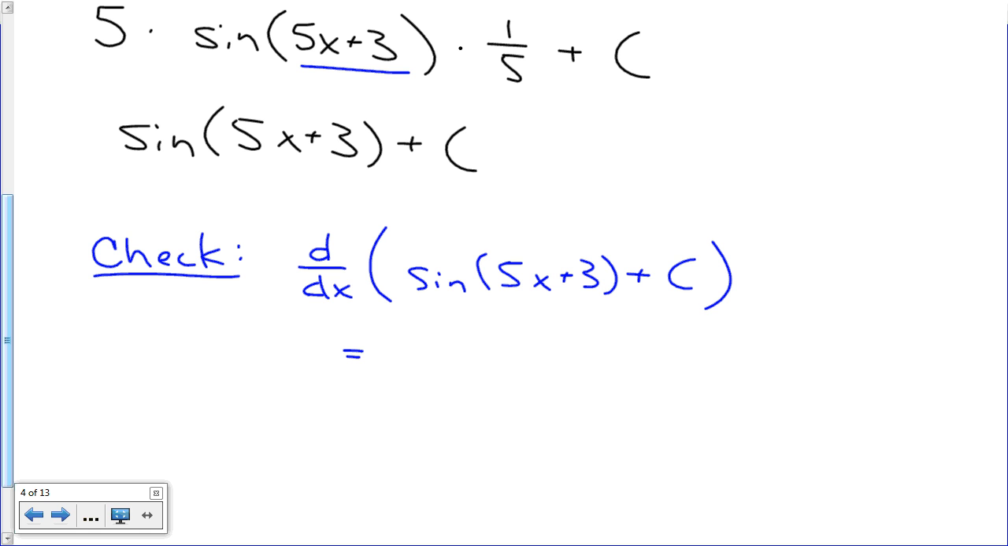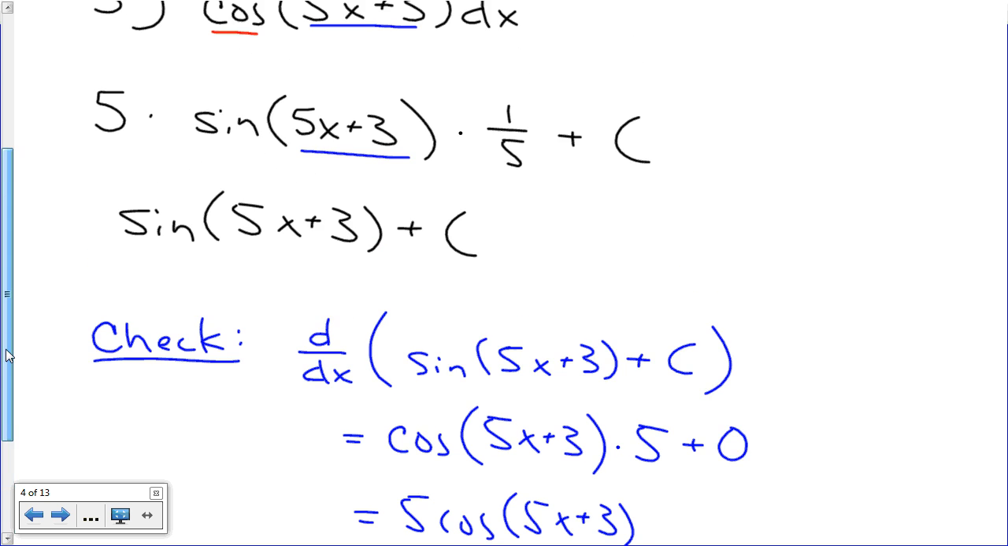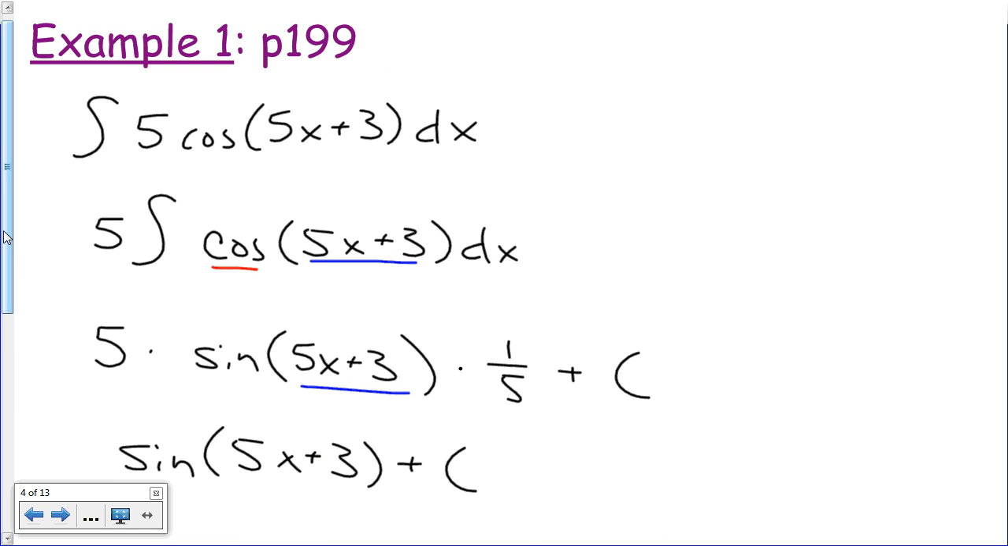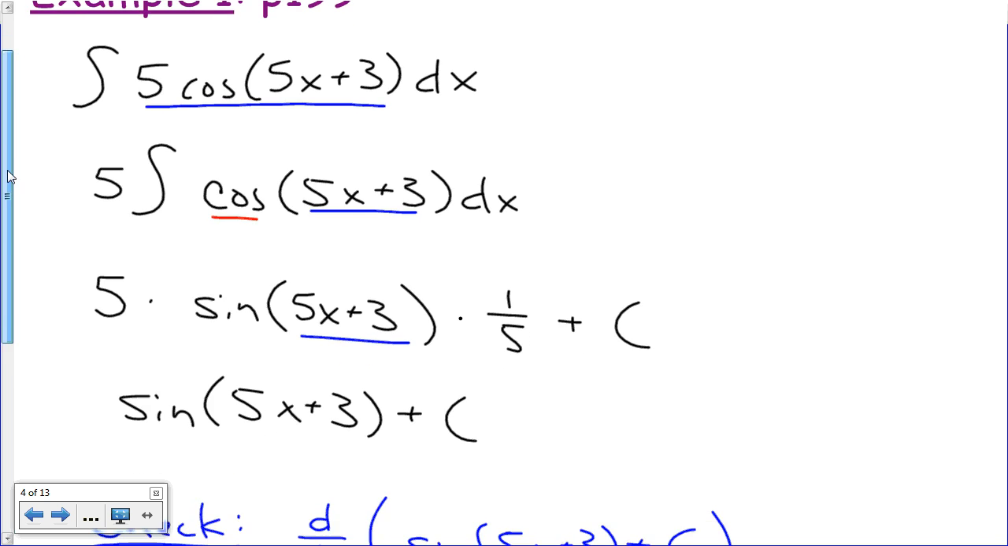So the derivative of a composite function, derivative of the outside function is cosine. Chain rule says you substitute in the inside function. That's the 5x plus 3. Then we multiply by the derivative of the inside, which is 5. And of course, the derivative of our constant there at the end is 0. So this turns out to be 5 cosine of 5x plus 3. And if you go back to what we started with, 5 cosine of 5x plus 3. Now we found the derivative of it. If you wanted to find the differential, you could get the dx at the end there, but as long as we get the same function there, the same integrand, we are pretty good. All right?